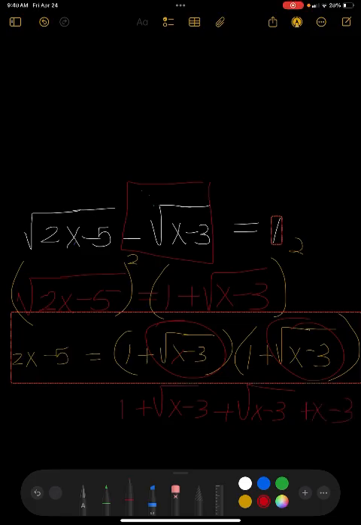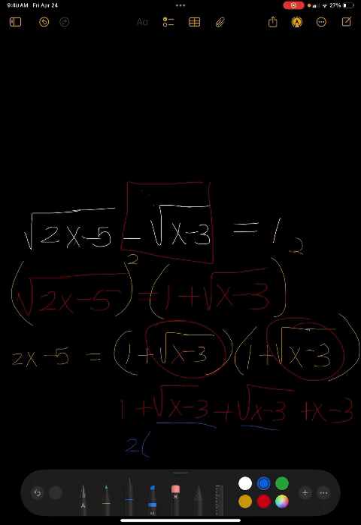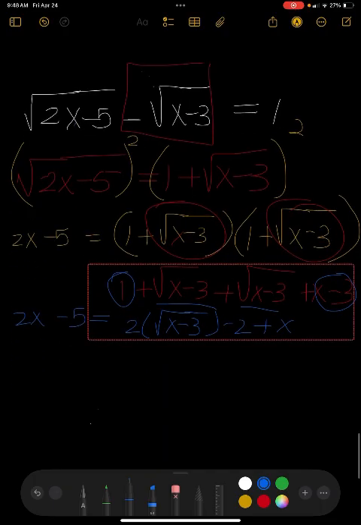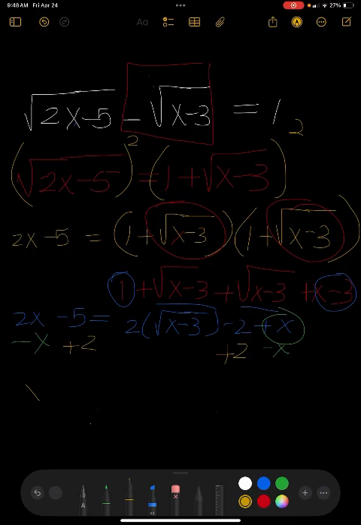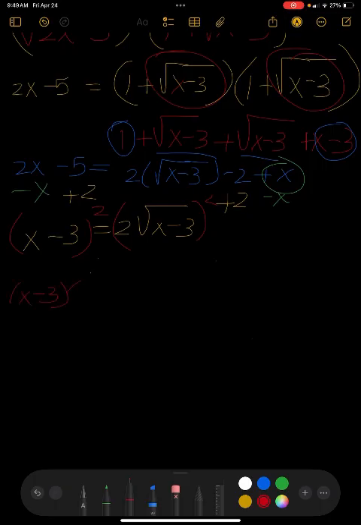All right, let's clean up. So we have 2 of these. So 2 times the square root of x minus 3. Combine these, minus 2, and then we have a plus x equals 2x minus 5. All right, still looks super messy, so let's get this x on this side. So take away x, and we will add 2. So we have x minus 3 equals 2 square root of x minus 3. And now we want to try to get rid of that radical here. So we're going to square both of these sides. So this is going to end up being x minus 3 times x minus 3.